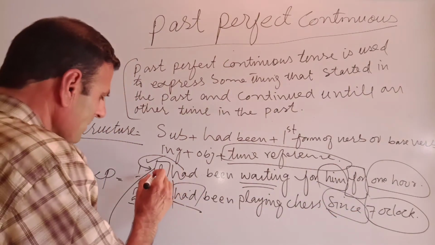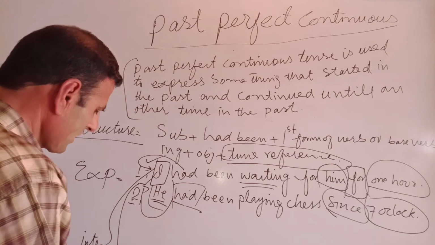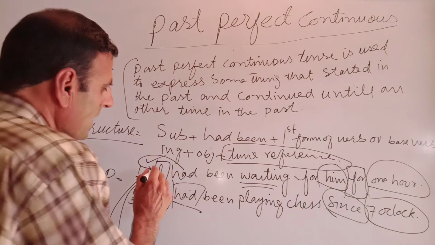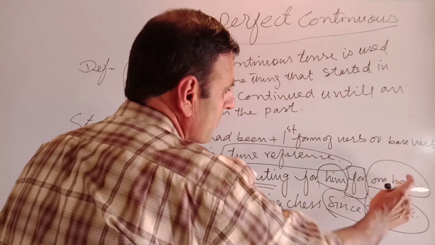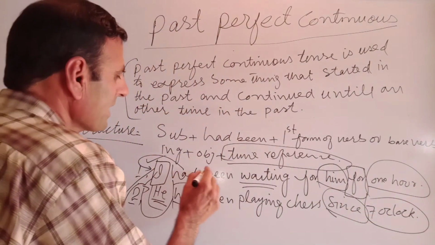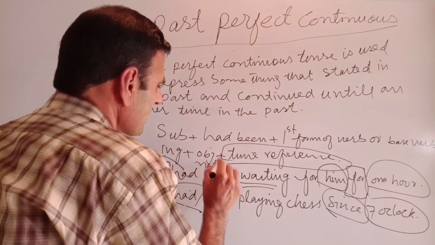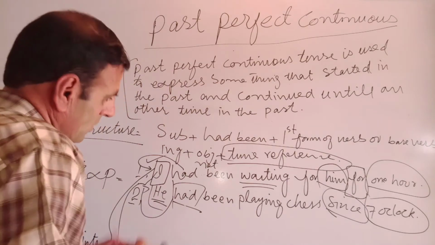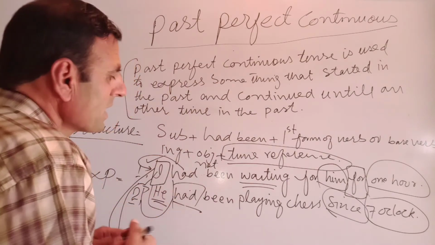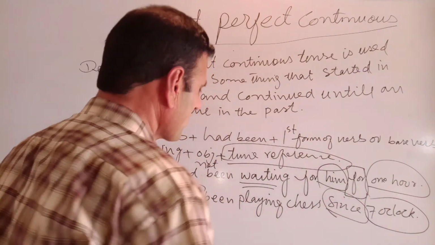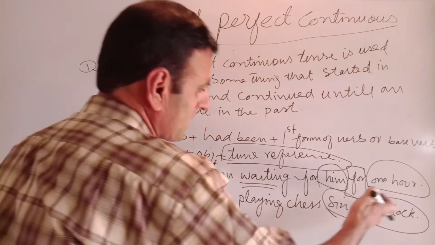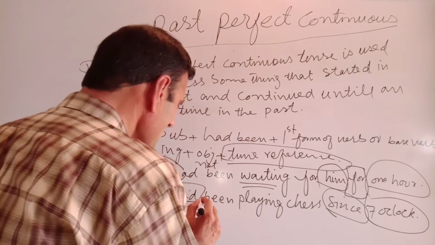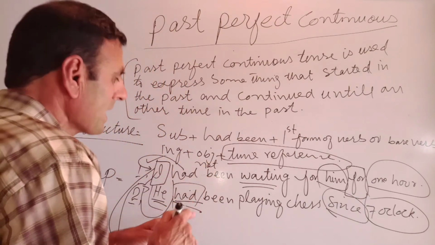Now we will change both of the same sentences into negative. The affirmative sentence: I had been waiting for him for 1 hour. We say I had not. We put here a not. I had not been waiting for him for 1 hour. We can change the next sentence in the same way. He had been playing chess since 7 o'clock. We can say he had not been playing chess since 7 o'clock. And we can say he hadn't. He had not or he hadn't, I had not or I hadn't.